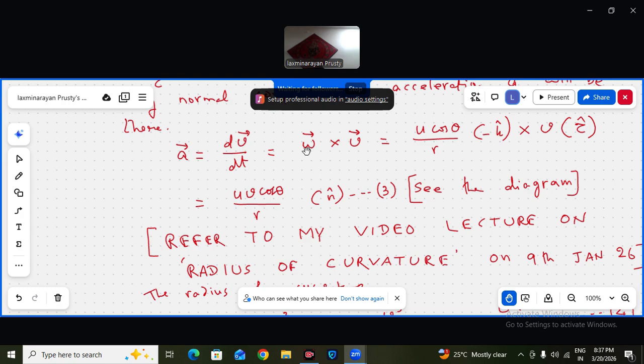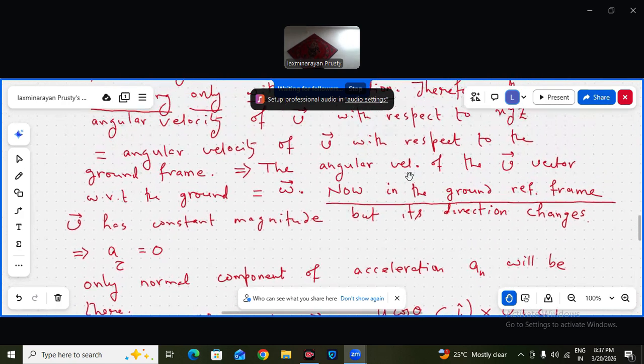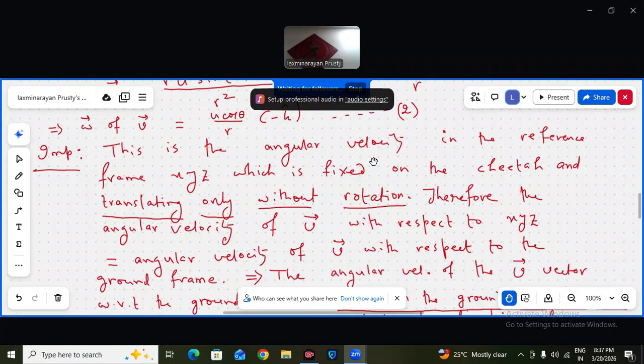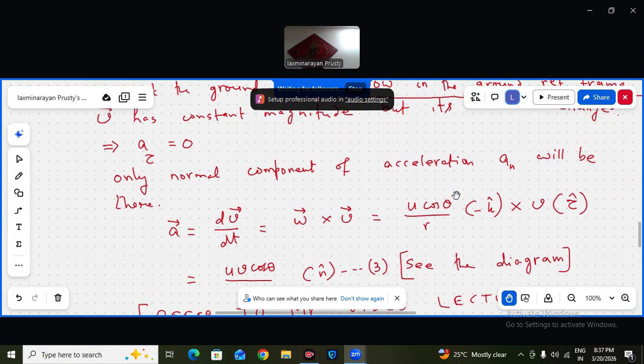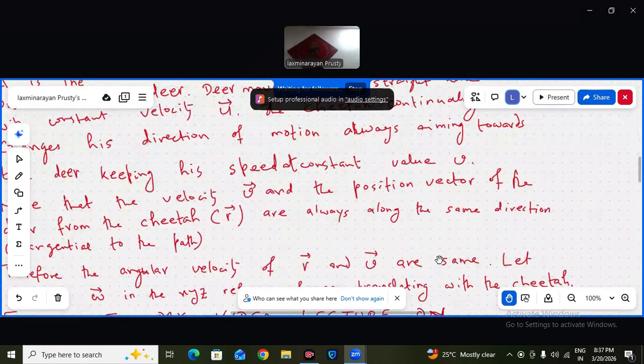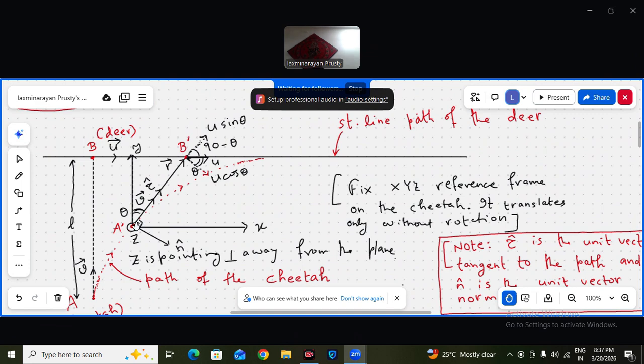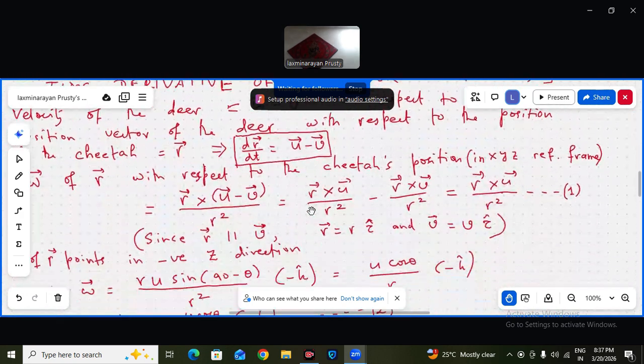will be omega cross V. Omega we already found out: V cos theta by R, minus k cap, and V is V tau cap. So minus k cap cross tau cap. What will it be? Minus k cap is into the plane. Tau cap is here. So the cross product of minus k cap, into the plane, and tangential, will be pointing in n cap direction. Because k cap cross tau cap will be minus n cap direction. So minus k cap cross tau cap will be in n cap direction. That's what I wrote here.